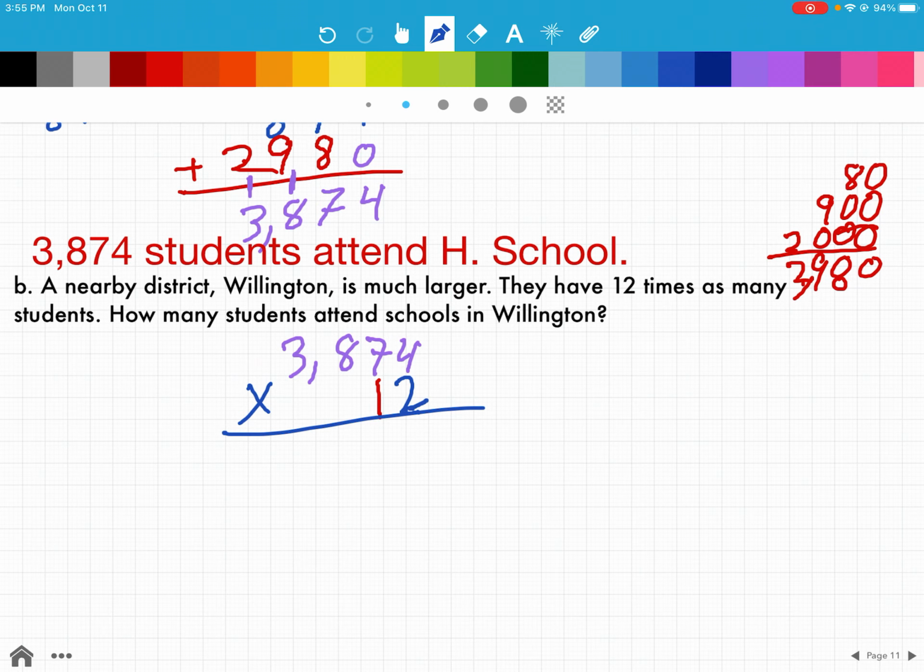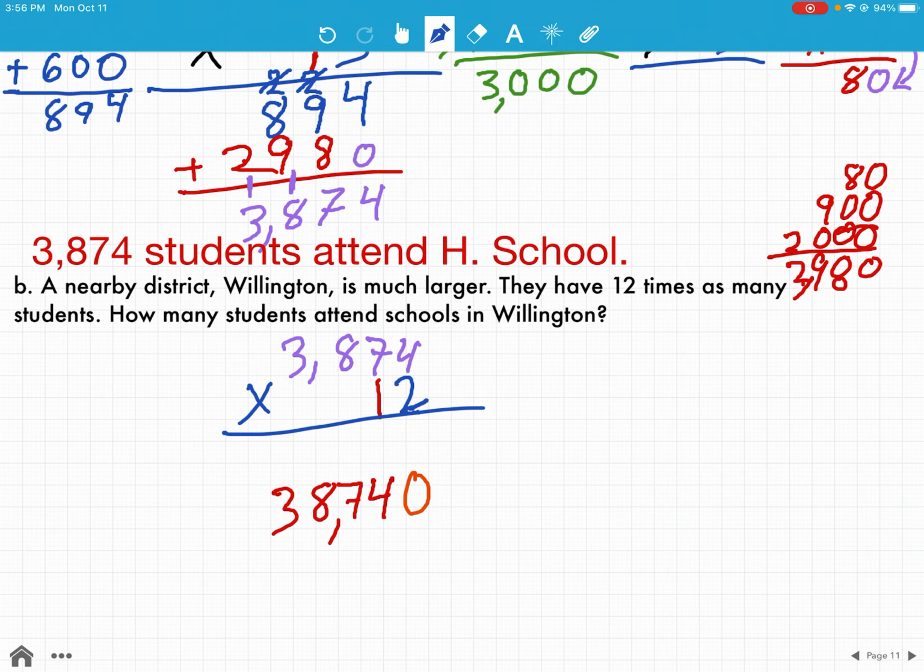All right, so let me multiply it times 12. So here again, I can already assure you that we're going to have a 0 here on this one. And since it's multiplied times 1, I can already write that in. 4, 7, 8, 3. So instead of 3,874, it was multiplied by 10, so it's 38,740. Okay, so now I'm going to multiply by 2. I know I went backwards, but I just want you to see how easy it is to multiply by that.